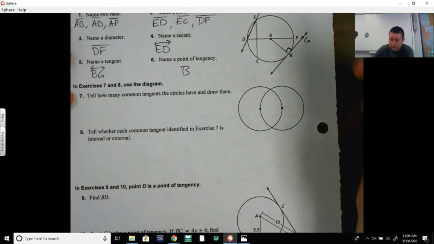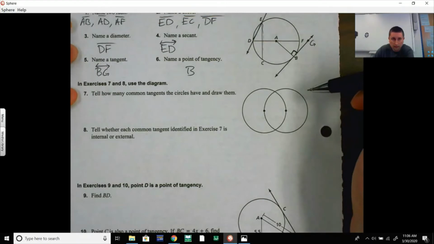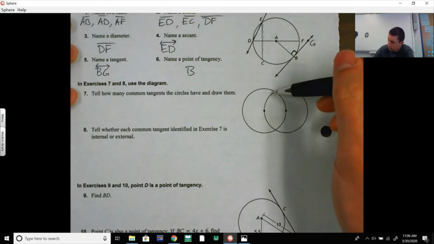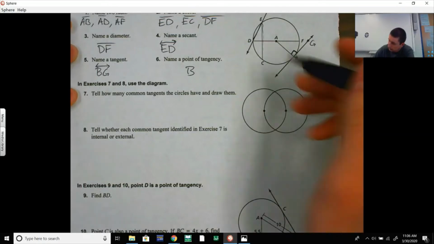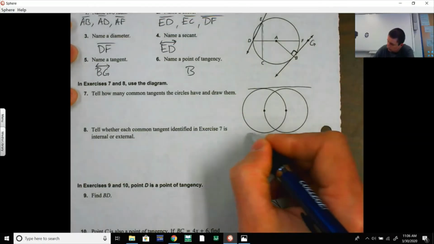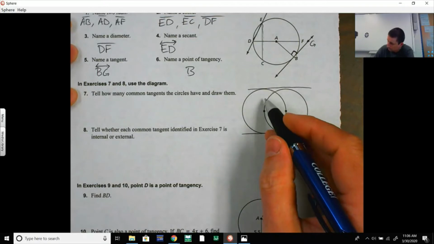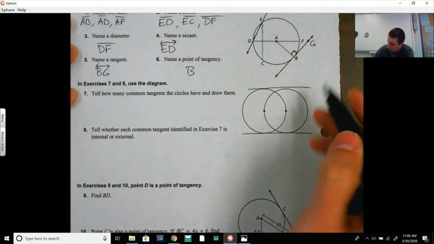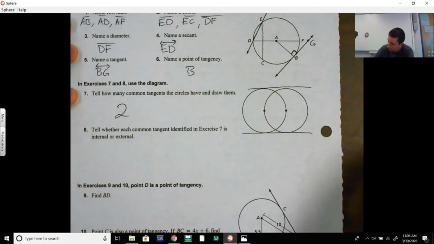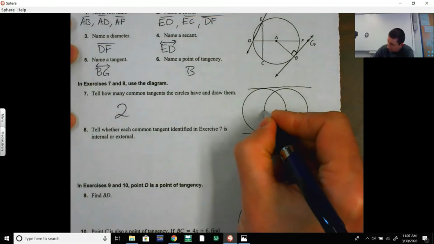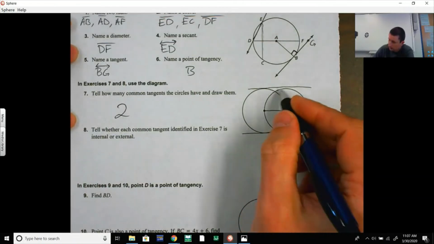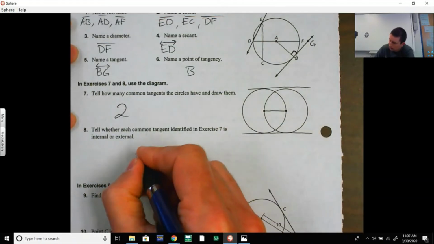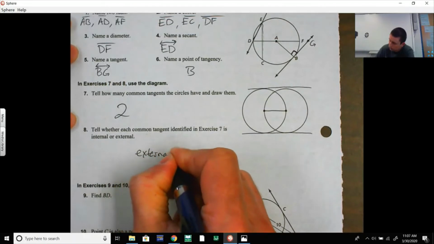So tell how many common tangents the circles have and draw them. So these are overlapping circles, 2 points of intersection. That means we have 2 tangents like that. You could try to draw another one, but it would not work anywhere. So 2 common tangents, and are they internal or external? So I draw this segment connecting the centers. These do not cross that segment, so these are external. So this has 2 external common tangents.